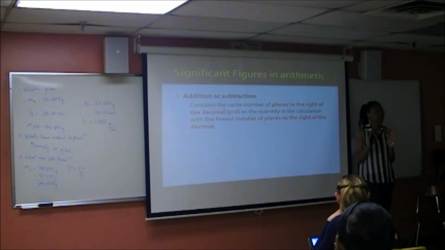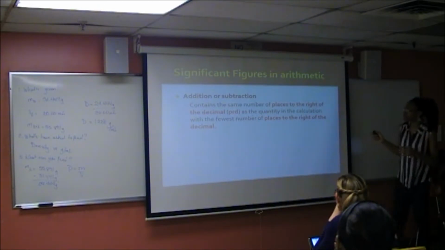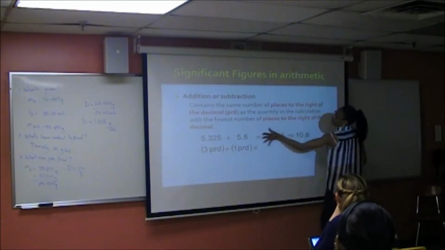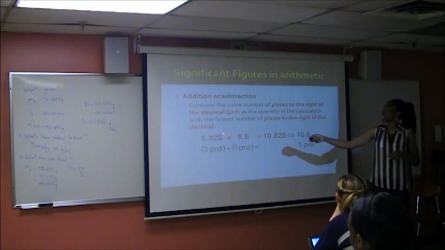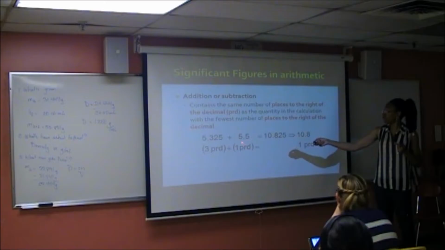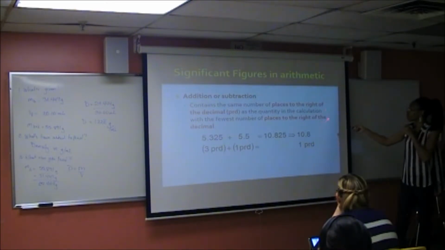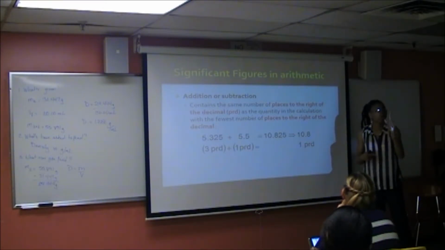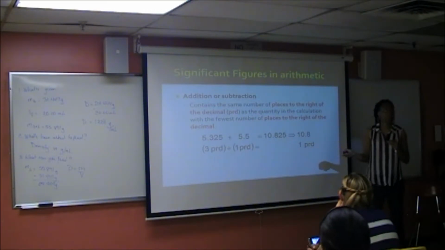Do we get that? Is there an example? Because I don't. Of course, we've got an example. We're going to ignore this part right here for now. So here, how many spaces to the right of the decimal point do you have? 3. Over here, 1. So according to this rule, your answer has to have 1 space to the right of the decimal point.